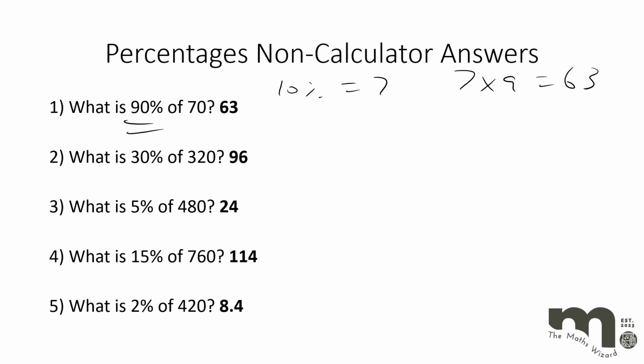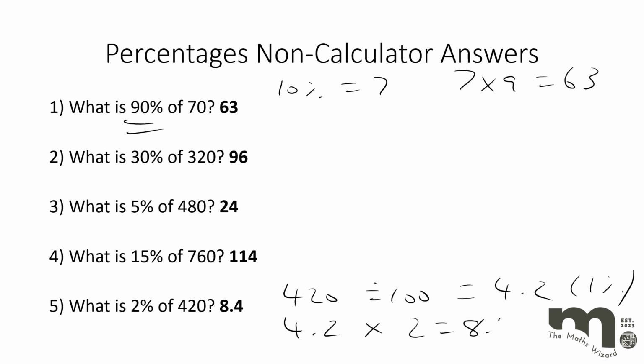Now this one here, if you do 420 divided by 100, you'll get 4.2, which is 1%. And then you can do 4.2 times 2. That will give you your 8.4 for your 2% there.